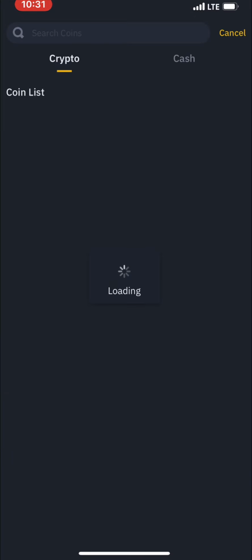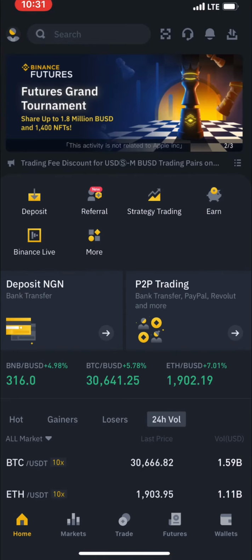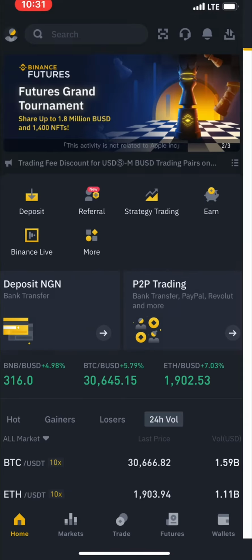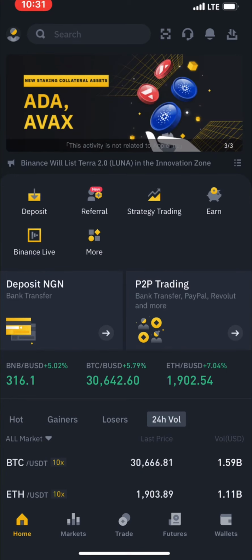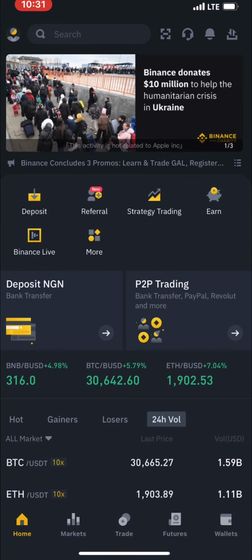We have the deposit. You can either deposit crypto or you can deposit cash. We have the referrals. This referral button is where you get your referral code, and you can refer your loved ones and friends. When they create an account with Binance and invest, you're able to earn some money. So this is also a means of earning money from the referral. What you have to do is just invite your friends, let them use your referral code, and you're able to earn money from Binance.